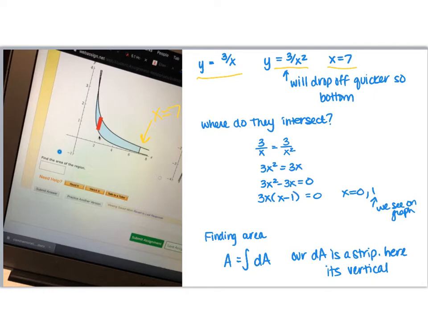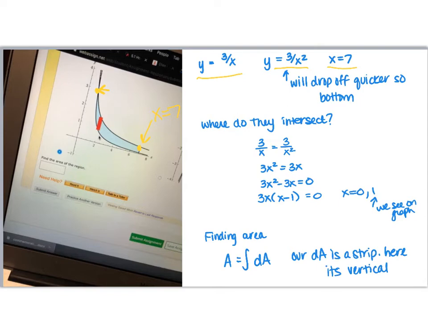But the other thing that I wanted to do before I went into the integration was figure out what this point is right here, because we're going to be integrating over x, and we're going to start at this point and end here. So I wanted to know what that beginning point is. The ending point was obvious. It was x equals 7. That's what they gave you.